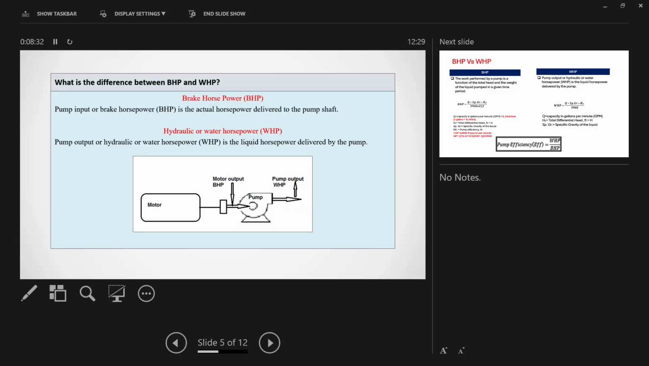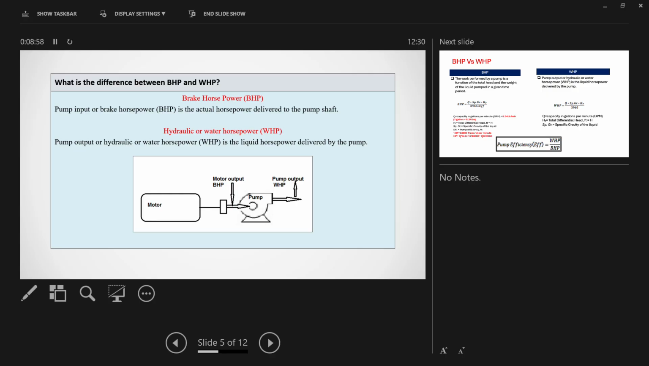In the next slide, I will show you the power. I have told you this formula is required, these parameters are required for calculating the power of pumps. So there are two types of power. One is called hydraulic or water horsepower. When the pump is discharging some fluid, it is the power developed by the pump, that is called hydraulic or water horsepower.